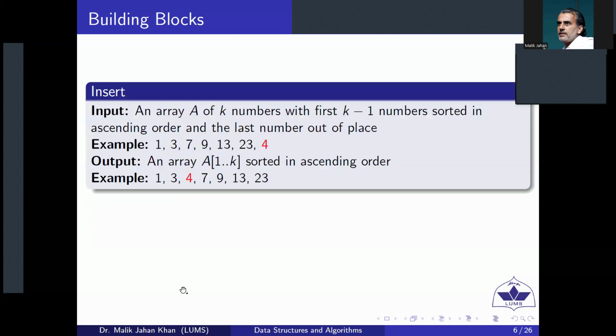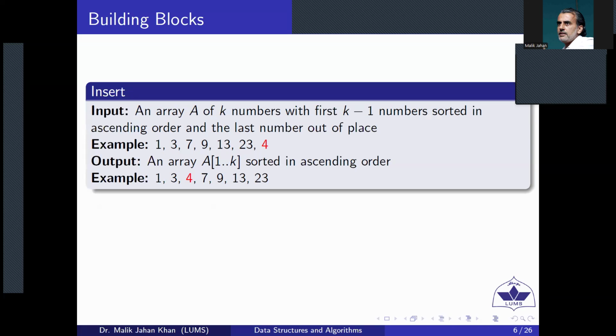Okay, the first building block which we are going to have a look at is called the insert building block. The input is an array of k numbers such that the first k minus 1 numbers are already sorted in ascending order and the last number is out of place. For example, in this example, 1, 3, 7, 9, 13, and 23, all numbers given in black are pre-sorted. So this is the characteristic of the input.